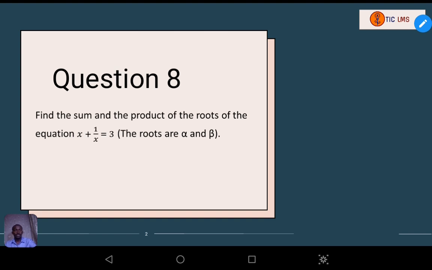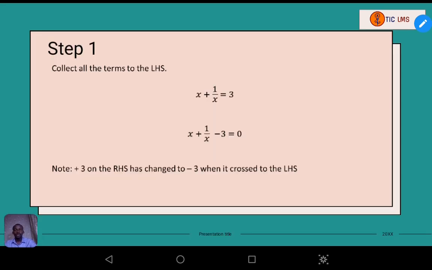In a quadratic equation, the number of roots is most times two. Maybe two different roots, that is two different numbers, or it may be the same number. So we are told that when we sum them, we get something, and when we multiply them, that is find the product of those two numbers, we have a particular number. So let's see how we do this.